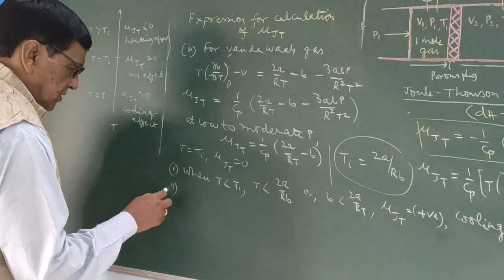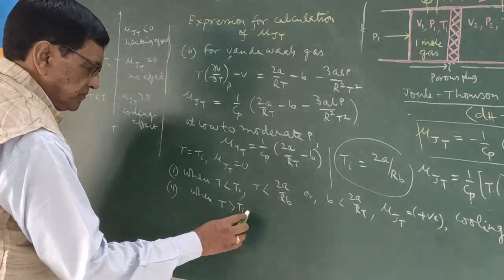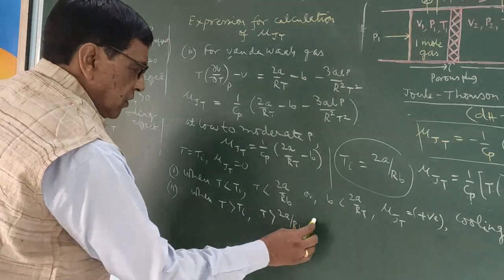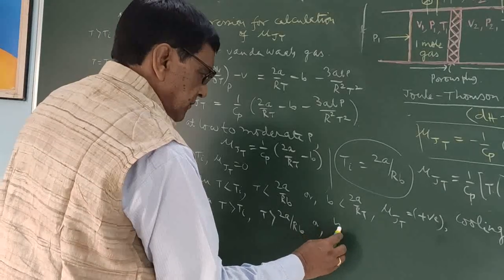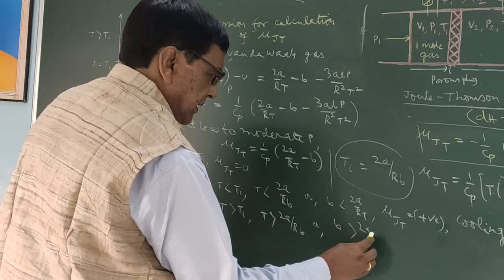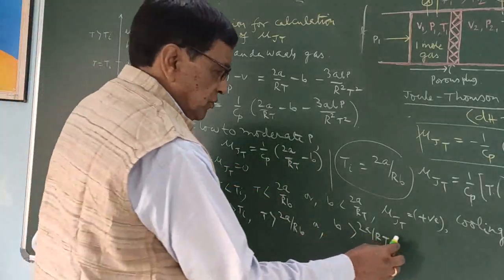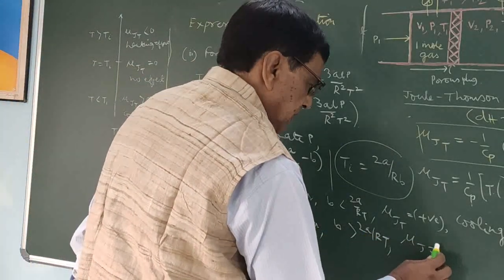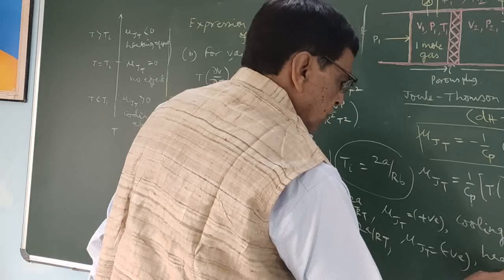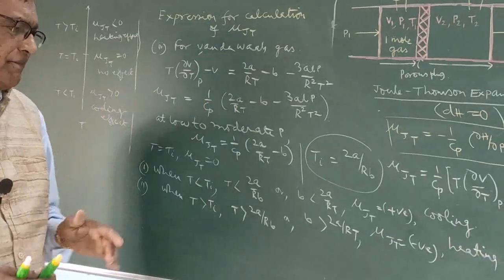And in the second case, when T is greater than Ti, then T is greater than twice A by RB, or you can say B is greater than twice A by RT. When B is greater than twice A by RT, this mu JT will be negative. Negative means heating. Whenever the initial temperature is greater than the inversion temperature, this gas will be heated up.